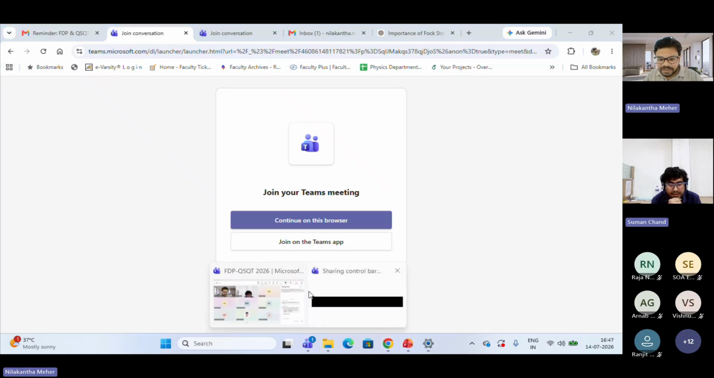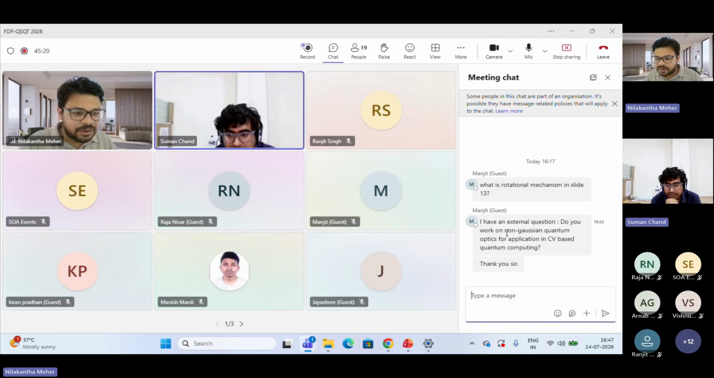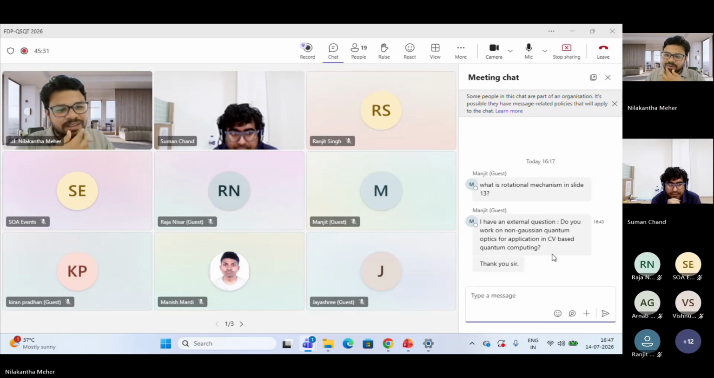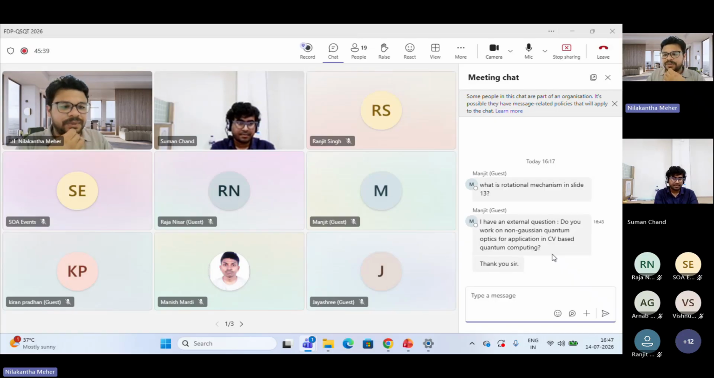Another question: do you work on non-Gaussian quantum optics for application in CV-based quantum computing? Non-Gaussian quantum optics, no. CV-based quantum computing I'm not working on, but this is a very nice area. Recently people are working on it. I'm not working here, on continuous variable based quantum computation.